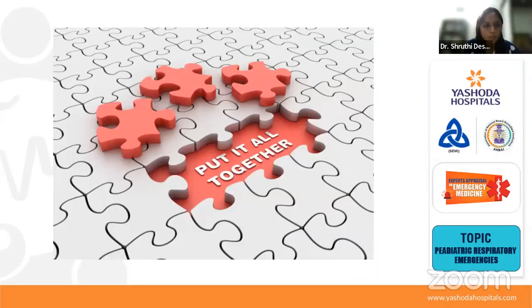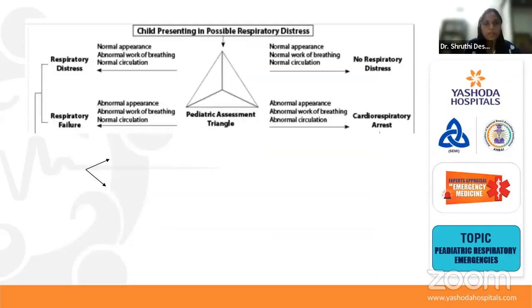So, putting it all together, once you do a PAT assessment, if you see a child with normal appearance, normal work of breathing, normal circulation, then you classify the child as not in respiratory distress. If the child has abnormal appearance, abnormal work of breathing, abnormal circulation, then the child is in cardiorespiratory arrest. Here, what you do is immediate intervention. You have to start CPR, bag and mask, and intubation.